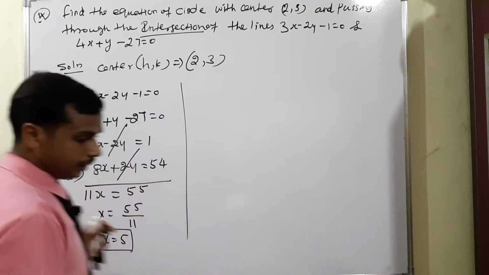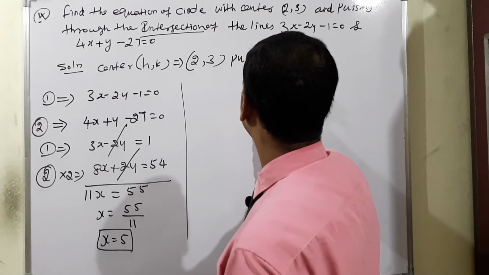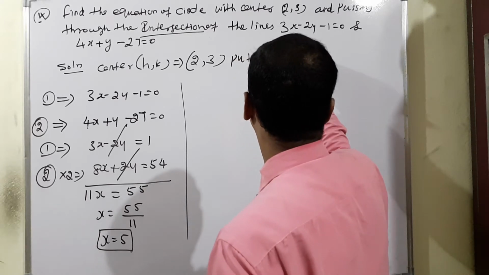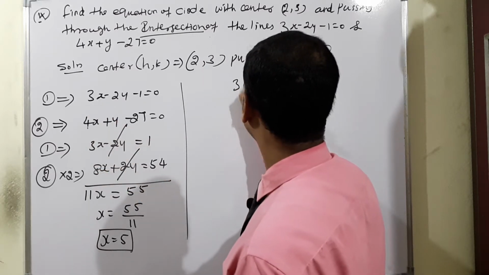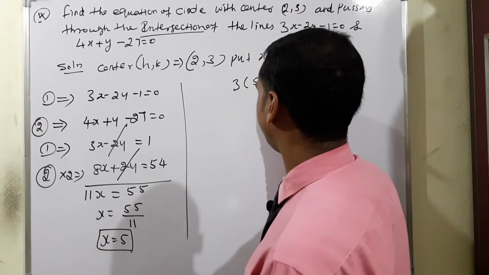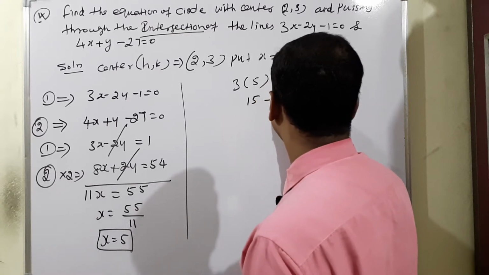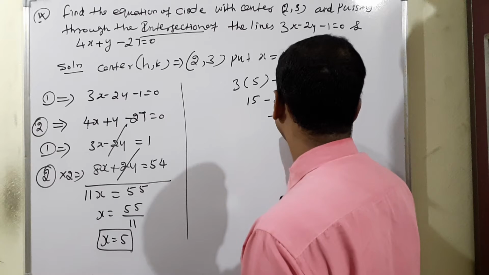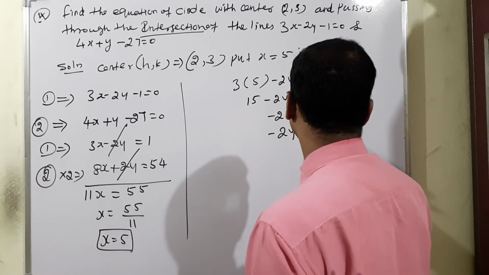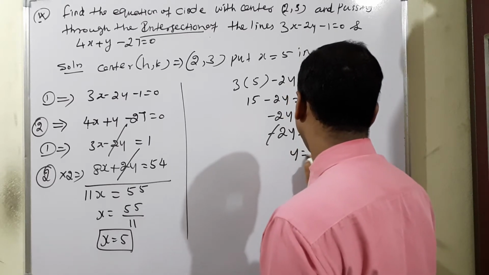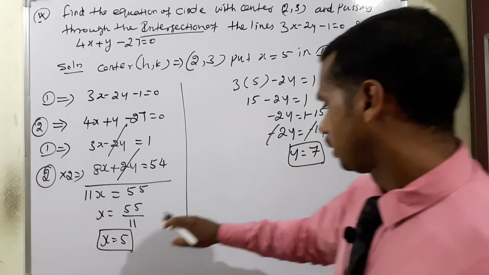After getting the x value, you have to put it in any one equation. So put x is equal to 5 in equation number 1. What is equation number 1? 3x, and x value is 5, so 3 into 5, then minus 2y is equal to 1. 3 into 5 is 15, minus 2y is equal to 1. Therefore minus 2y is equal to 1 minus 15, so minus 2y is equal to minus 14. Minus minus cancel. Therefore y is equal to 14 divided by 2, so y is equal to 7.